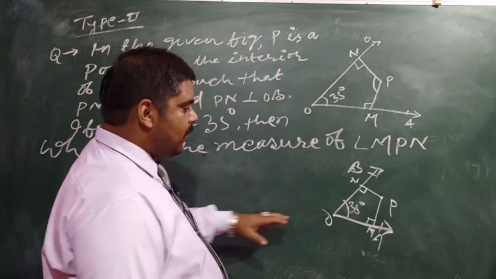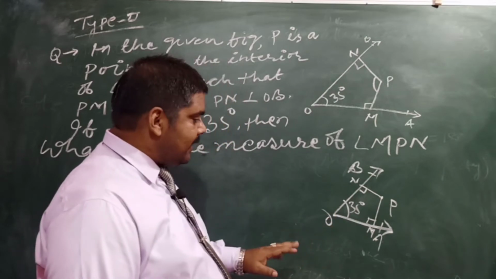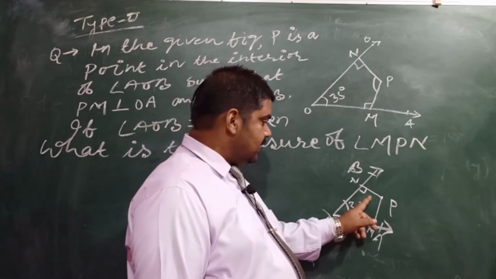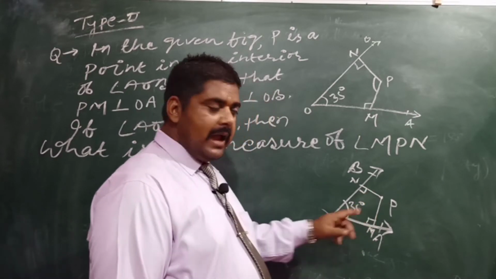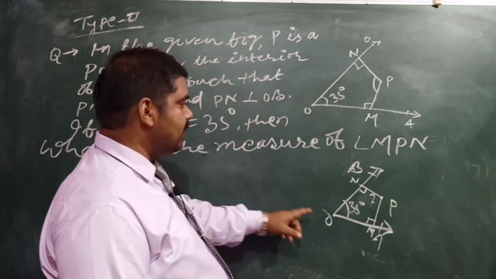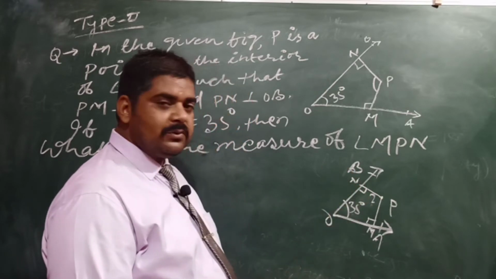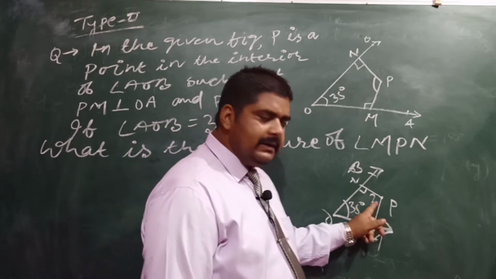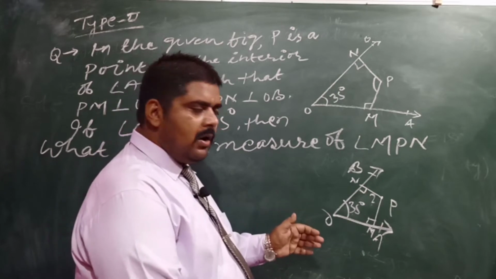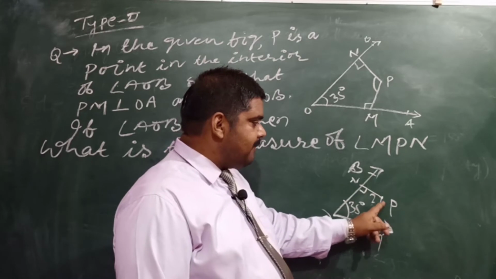Actually, a quadrilateral OMPN has been formed, and in this quadrilateral three angles have already been given: 90 degree, 90 degree and 35 degree. You need to find the fourth angle, and that is actually angle MPN. How can you calculate it? You know that the sum of all angles of a quadrilateral is equal to 360 degree. So with the help of the angle sum property of a quadrilateral, you can calculate angle MPN.